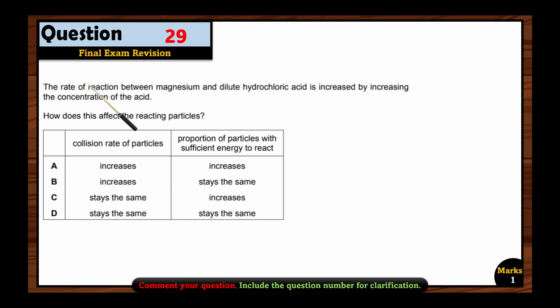Question 29. The rate of the reaction between magnesium and dilute HCl is increased by increasing the concentration of the acid. So now, how does this affect the reacting particles?